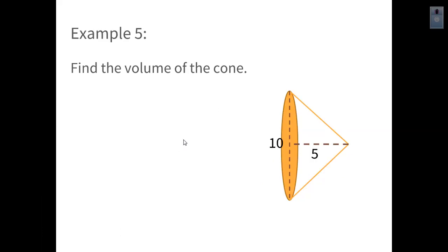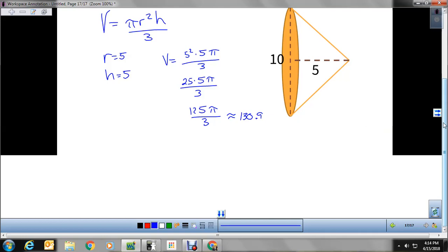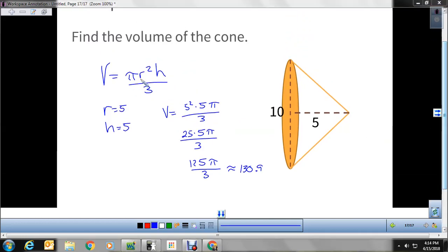So example 5, find the volume of the cone. All right, so let's see how you did. Volume is pi r squared times the height divided by 3. Radius is 5. Height is also 5. What they gave us was the diameter. So given the diameter of 10, we take half of that to get our radius. Now, 5 squared times 5 pi all over 3.